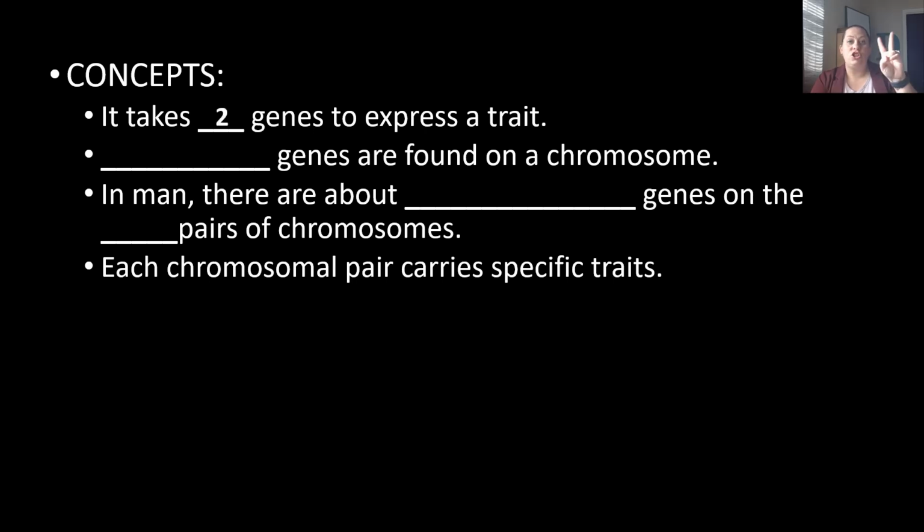So it takes two genes to express a trait. That's why you had to get one from mom and one from dad. It takes two genes to express the trait. Multiple genes are found on each chromosome. Okay, so chromosomes are going to have lots of genes all on the same chromosome.